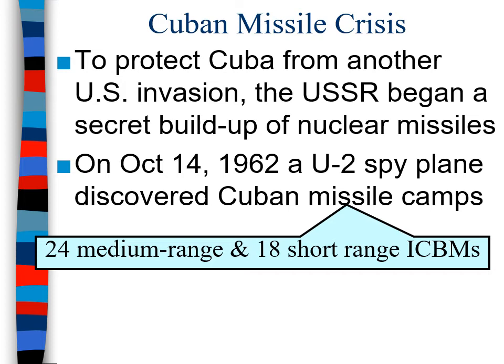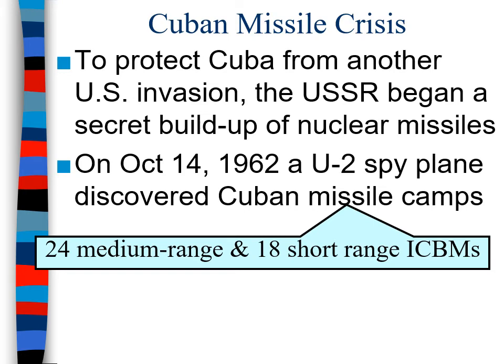October 14th, 1962. An American spy plane is going to be taking pictures of the island of Cuba and eventually is going to discover that missile camps are being built. 24 of them are considered medium range, 18 of them are considered short range ICBMs, intercontinental ballistic missiles, meaning they can shoot between land gaps very, very far. Now, the scariest thing about these 42 missiles is that they are nuclear warheads. There are nuclear missiles pointed at the United States 50 miles off the coast of Florida.